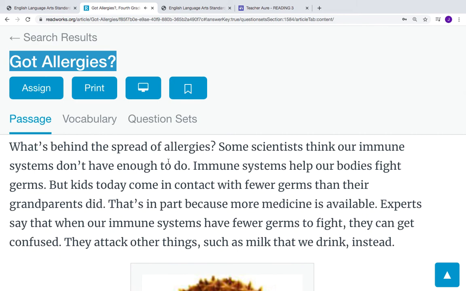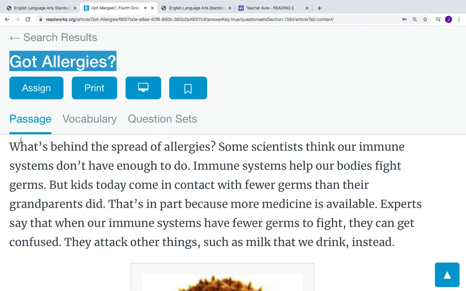What's behind the spread of allergies? Some scientists think our immune systems don't have enough to do. Immune systems help our bodies fight germs. But kids today come in contact with fewer germs than their grandparents did. That's in part because more medicine is available. Experts say that when our immune systems have fewer germs to fight, they can get confused. They attack other things, such as milk that we drink, instead.